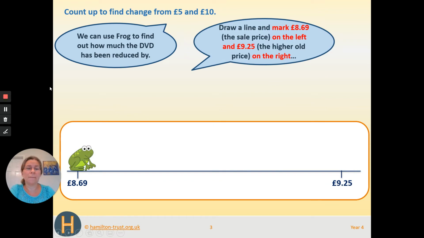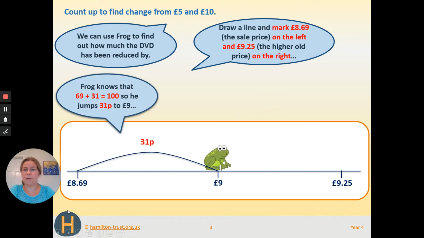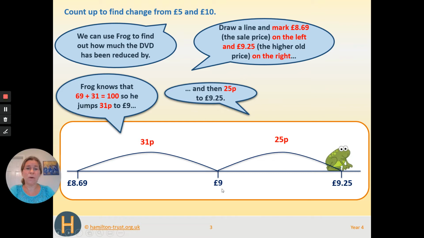First of all, draw a line and mark on £8.69, that's the sale price, on the left. And then £9.25, the higher old price, on the right. Frog knows that 69 add 31 makes 100 using her number bonds, so he jumps 31p to £9 and a further 25p to £9.25.